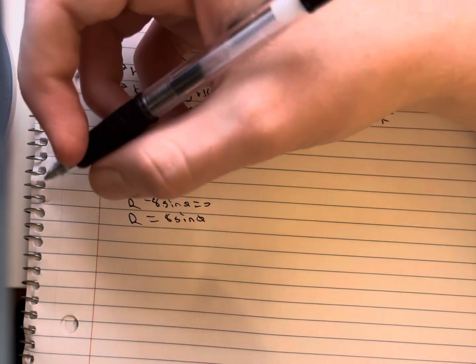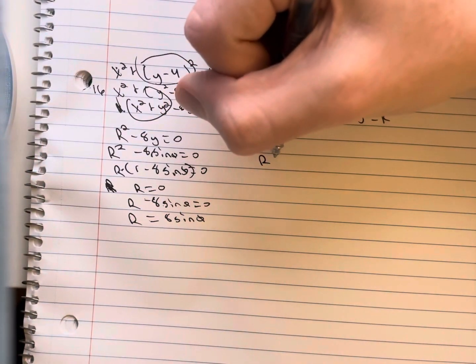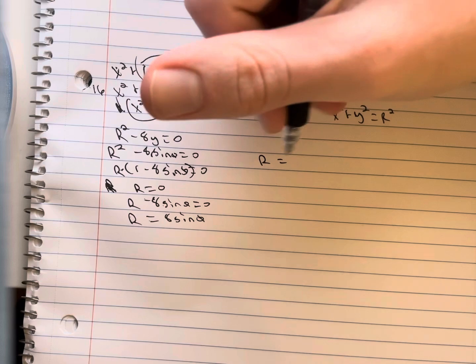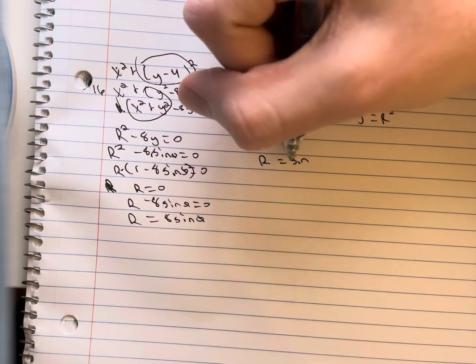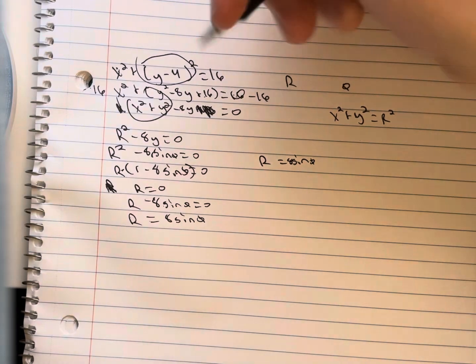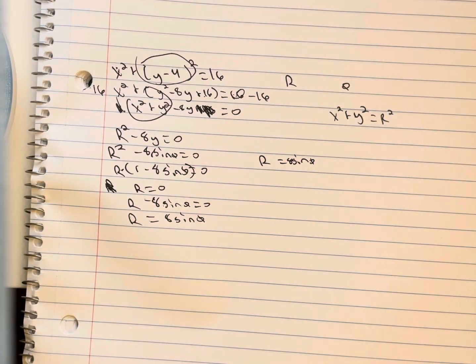So r is just going to equal 8 sine of theta, and that is your answer. That is all you need to have.